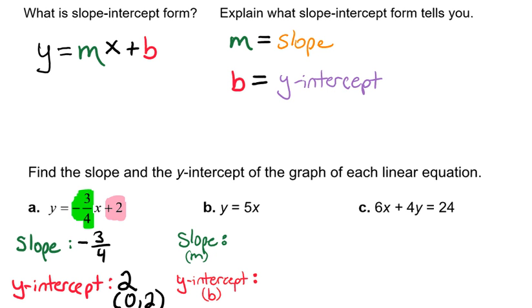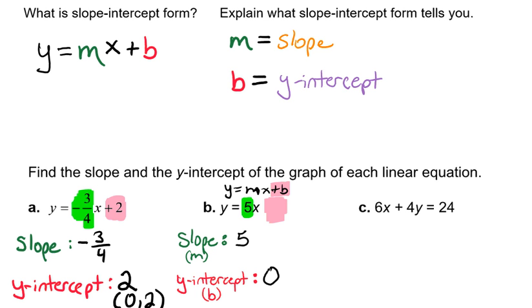So here we go. Our slope, remember, should be in the m's spot. If we have y equals mx plus b, we see that in our m spot, we have the number 5. So our slope is the number 5. But notice that we don't have anything in our plus b. And so our y-intercept is going to be the value 0.